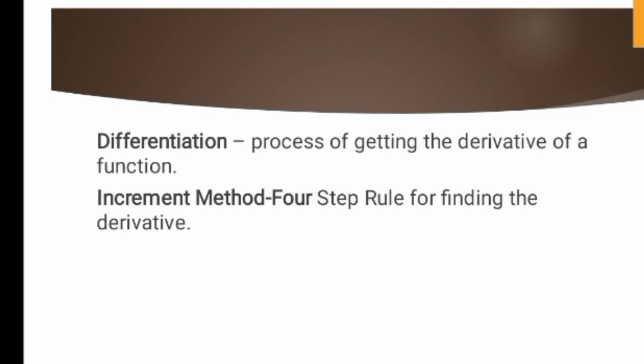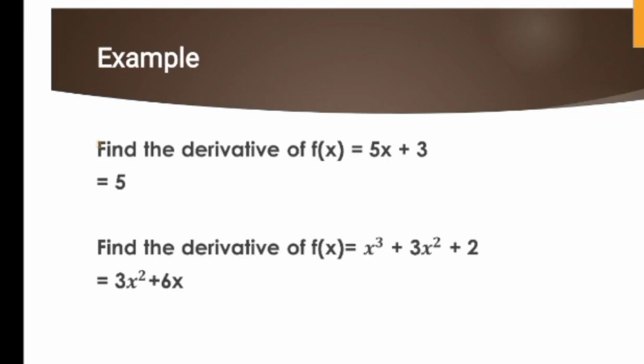The increment method is the four-step rule for finding the derivative. So, what is the four-step rule in finding the derivative? It is the increment method. Okay? So for example, find the derivative of f of x equals 5x plus 3.